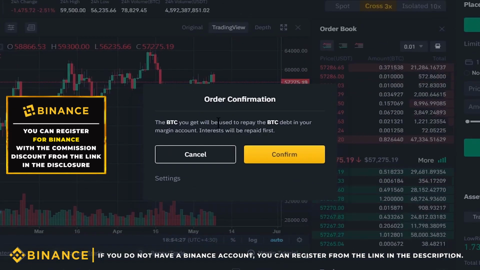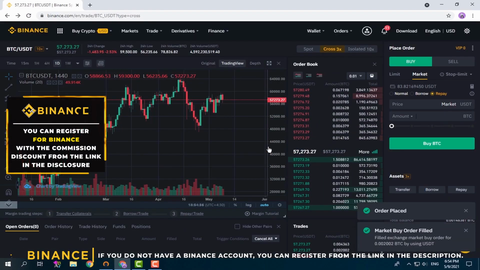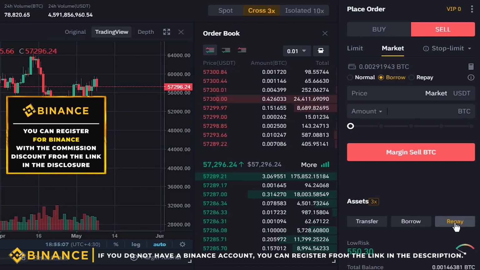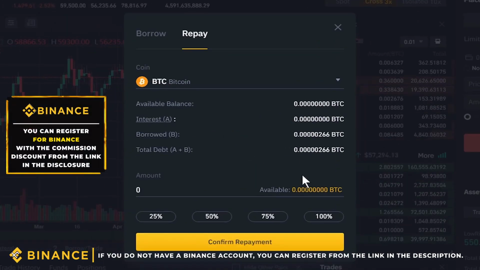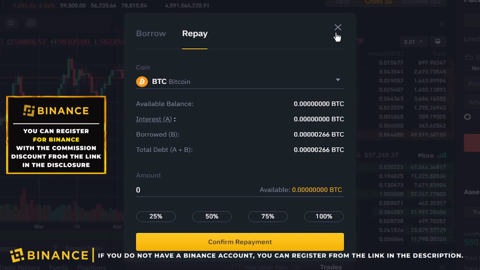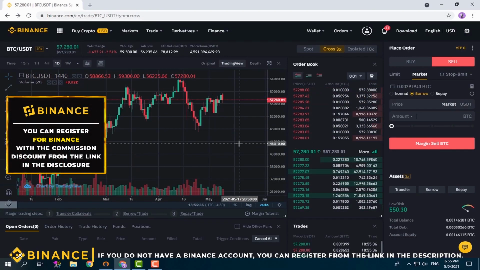It says that the BTC we get will be used to repay our BTC debt. We click on confirm and the order placed successfully. At the same time, we did both of buying BTC and repaying our debt. And by clicking on the repay, you see that we repaid our 0.002 BTC debt. Just a very small amount remained.